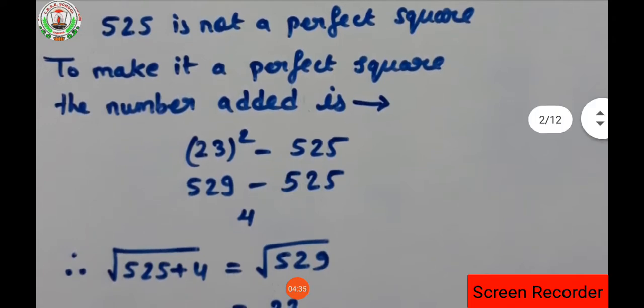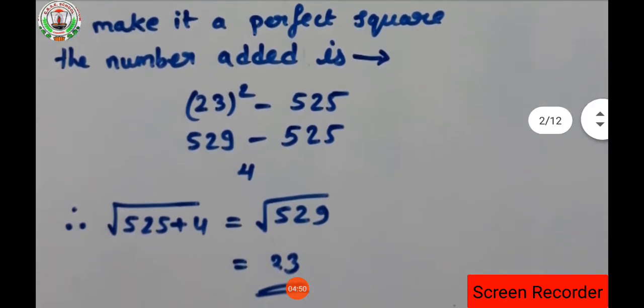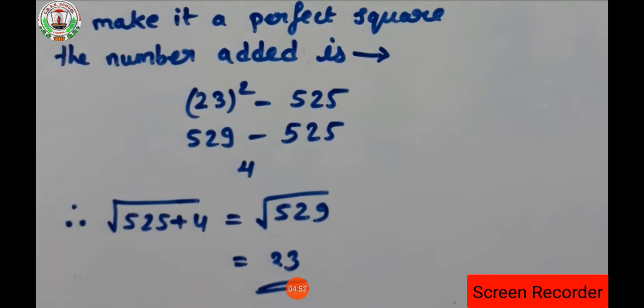23 into 23 will become 529. Now 529 will be subtracted with 525. So when it is subtracted, what number are we getting? We are getting the number 4, isn't it? Now this number 4 will be added to the dividend, that is 525, to make it a perfect square.